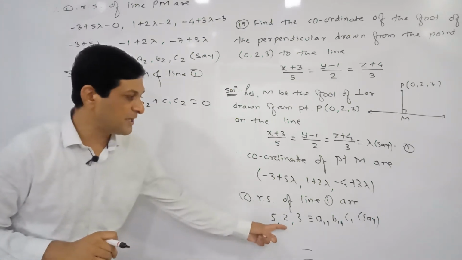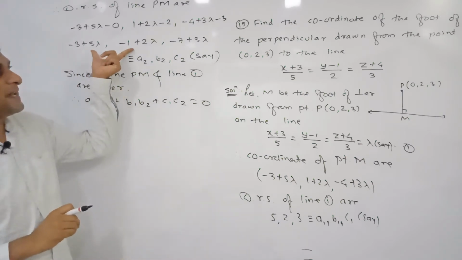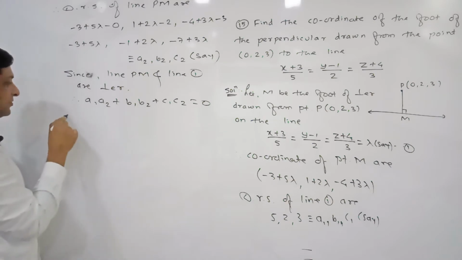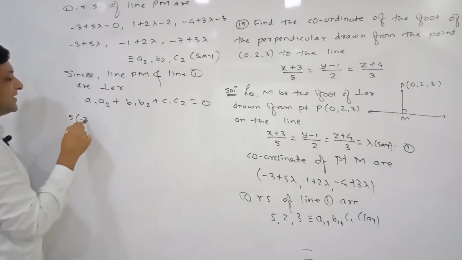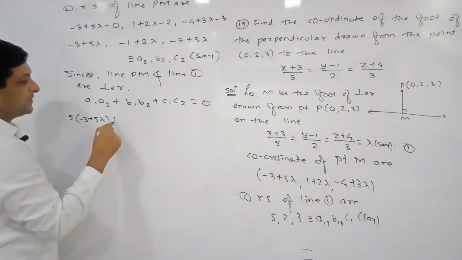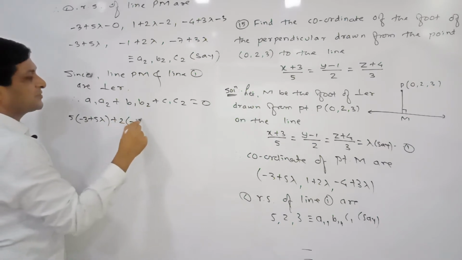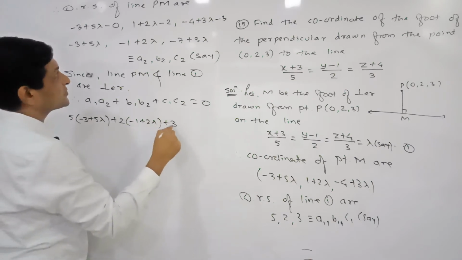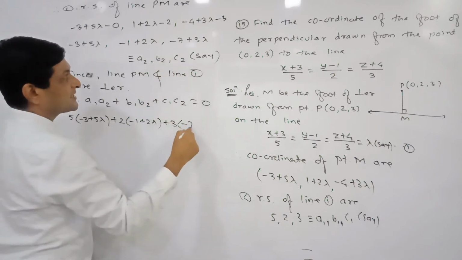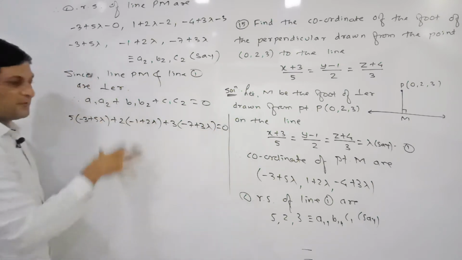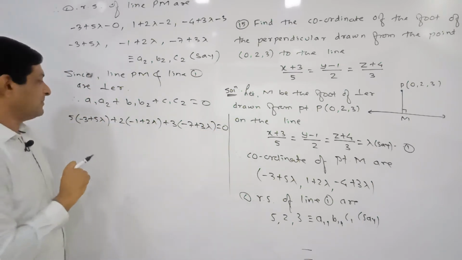These are the values of A1, B1, C1 and these are the values of A2, B2, C2. A1 A2 means 5 into minus 3 plus 5 lambda, B1 B2 means 2 into minus 1 plus 2 lambda, and C1 C2 means plus 3 into minus 7 plus 3 lambda is equal to 0. Now simplifying it, we will try to find out the value of lambda here.